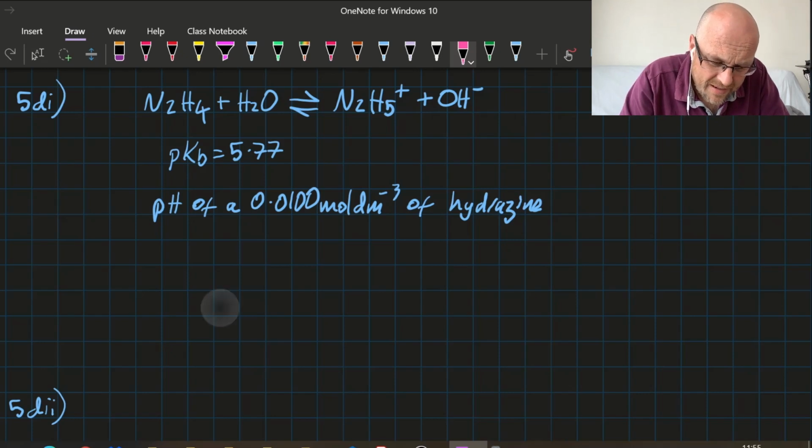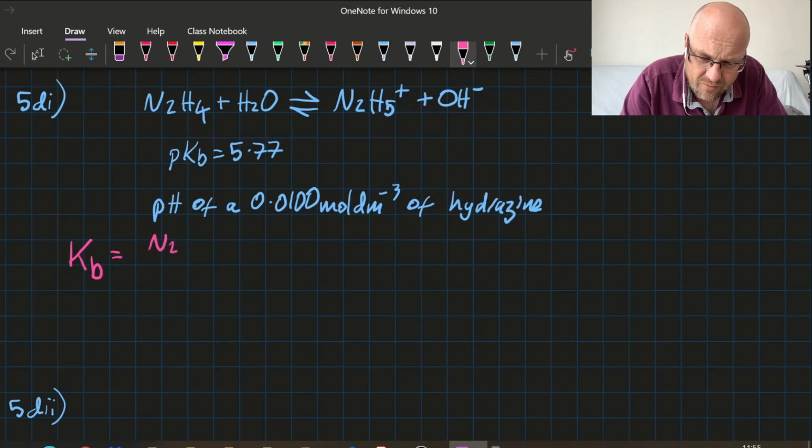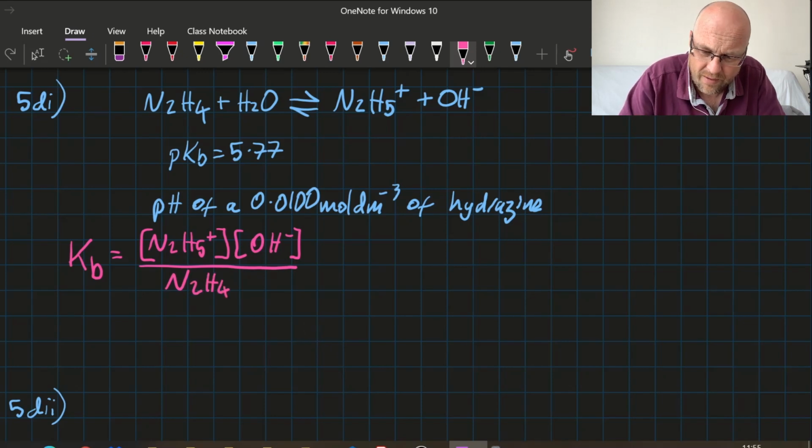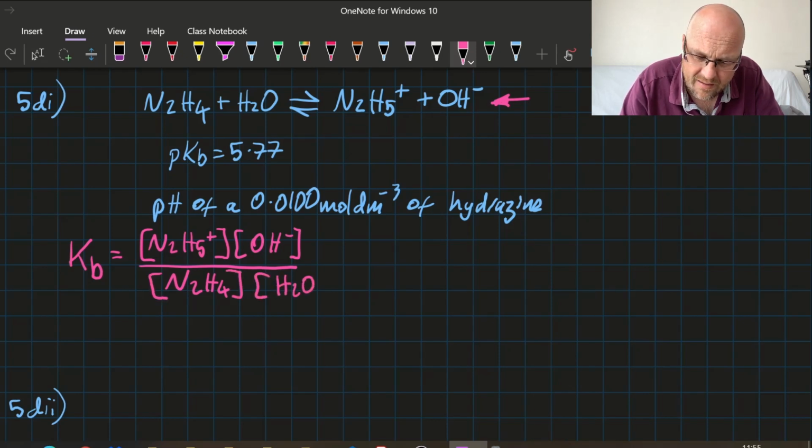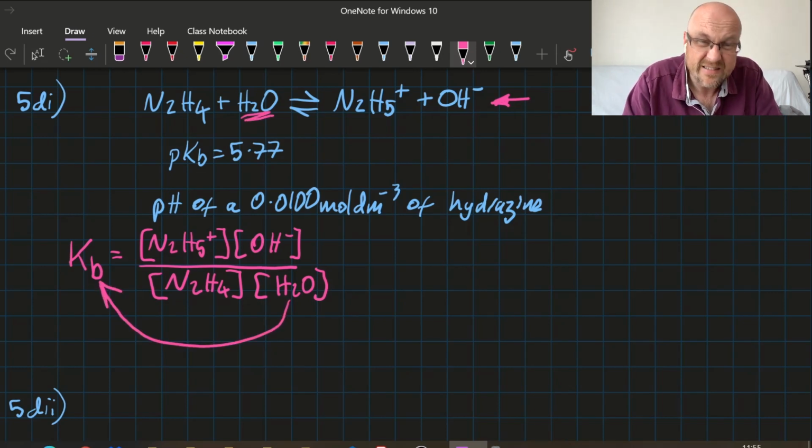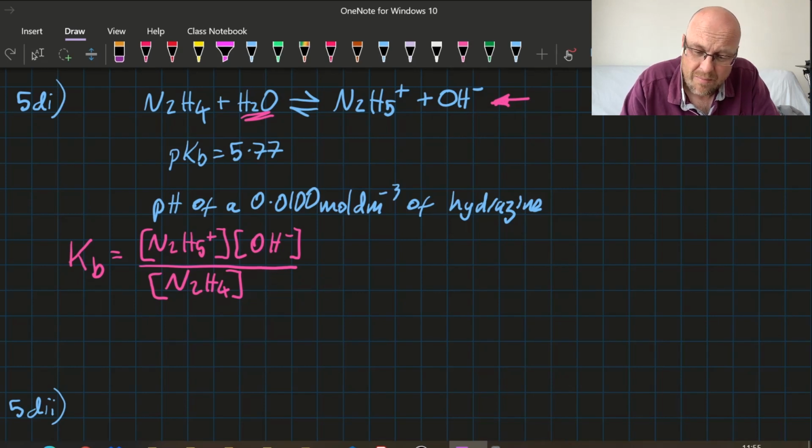So you've got to write out the Kb, the base dissociation. So I've got N2H5 plus and OH minus divided by N2H4. All I've done is write that out as an equilibrium. Now you might think, what about the water? The water's in there. Normally that's Kc, the equilibrium constant, but if you turn it into a Kb, that means you've secretly hidden the water in there. So don't worry about it.